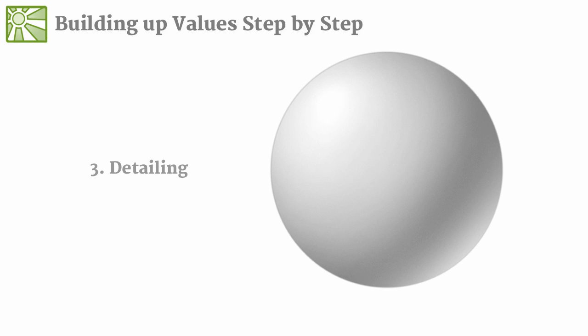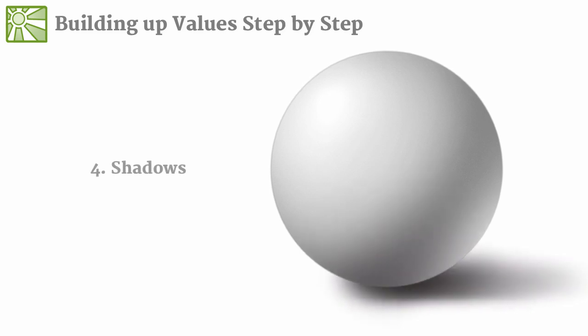So here you would add in the highlights and bounce lighting if needed. And lastly, we're going to go ahead and add shadows. So if the object is next to or standing on a surface, be sure to include the cast shadow. And that's it. So those are the 4 steps you should almost always take in building up value on an object.